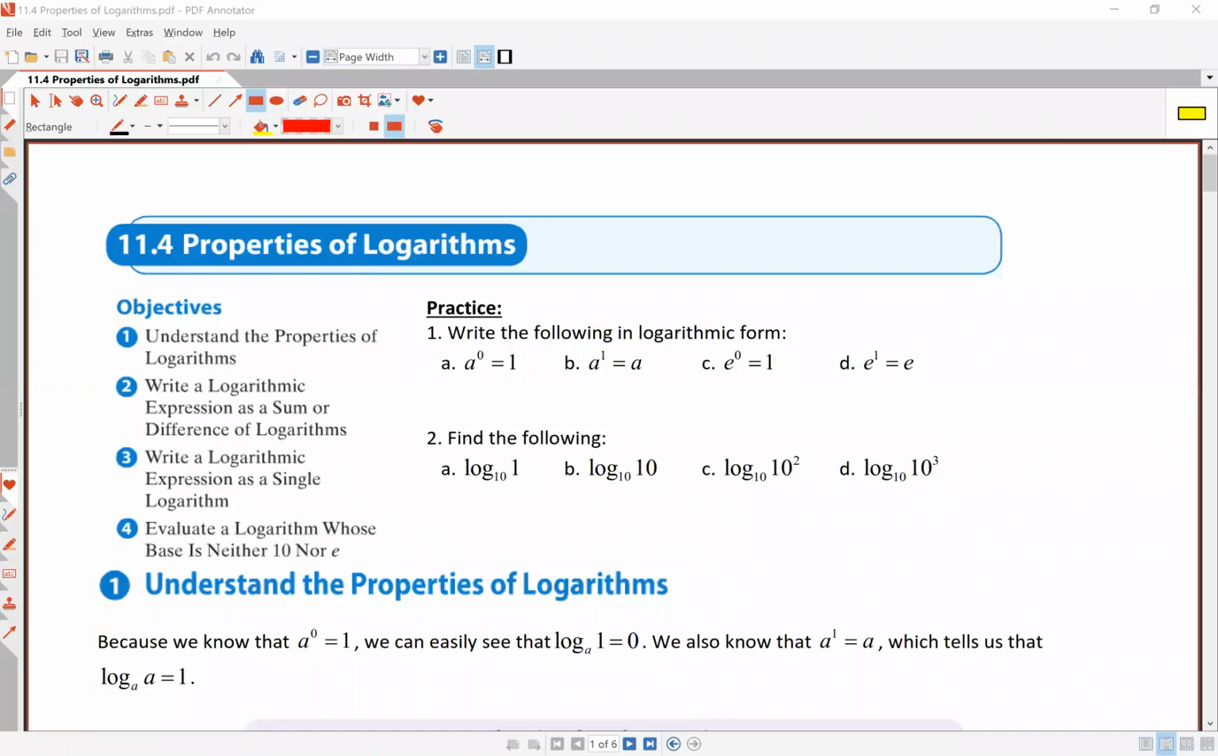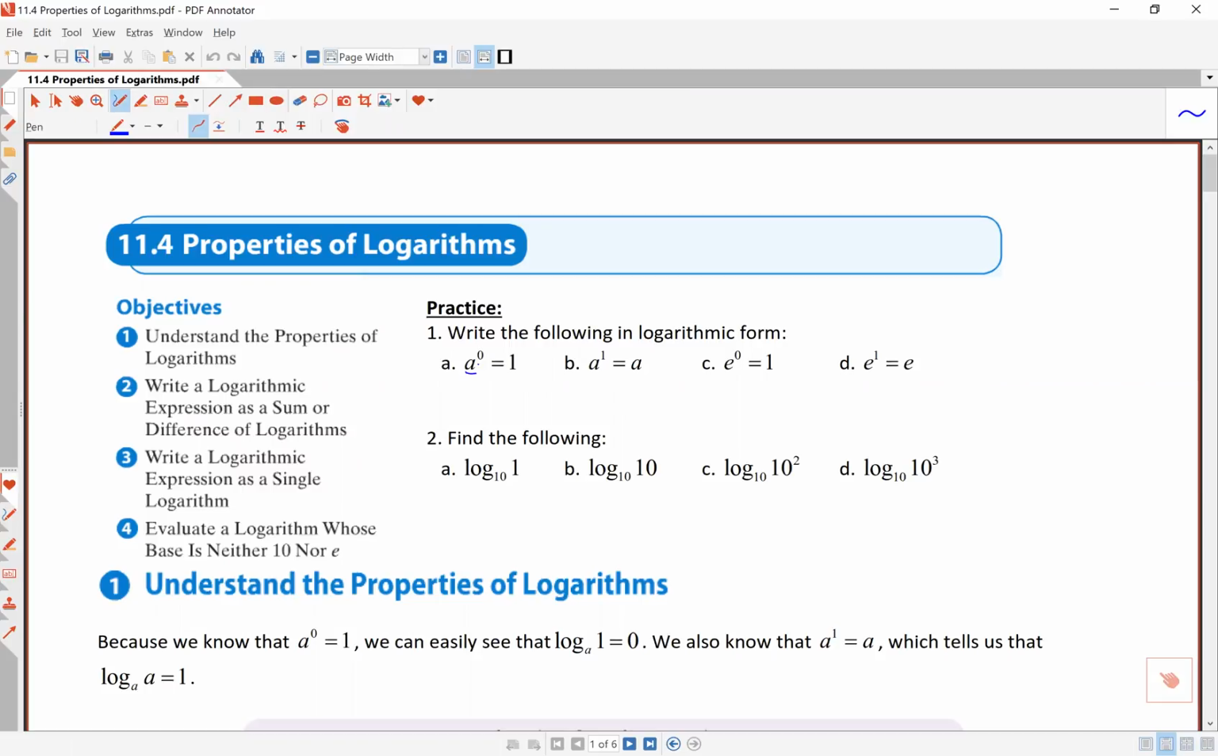This video covers section 11.4, Properties of Logarithms. Objective 1, understand the properties of logarithms. Understanding the properties of logarithms requires us to go back and talk about some properties of exponential functions.